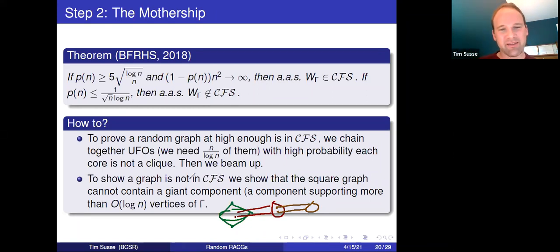And then to show that the graph is not in CFS, we show that the square graph at a low density, less than 1 over square root n log n, cannot contain a giant component. No component of the square graph can cover more than log n vertices once the density is less than 1 over square root n log n.